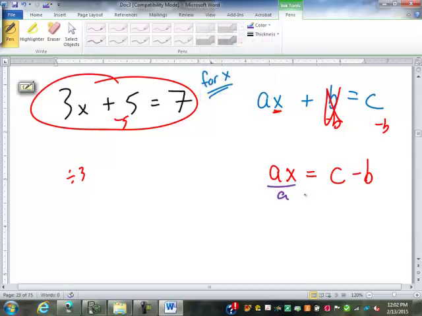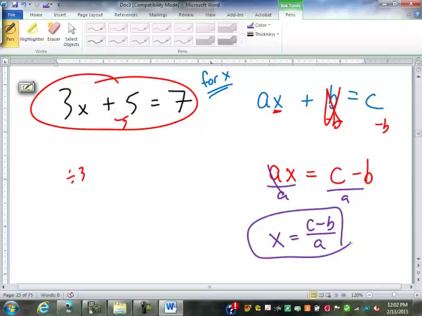Now we have to divide by a. So the a is gone, we're left with just the x. c minus b over a is just c minus b over a.